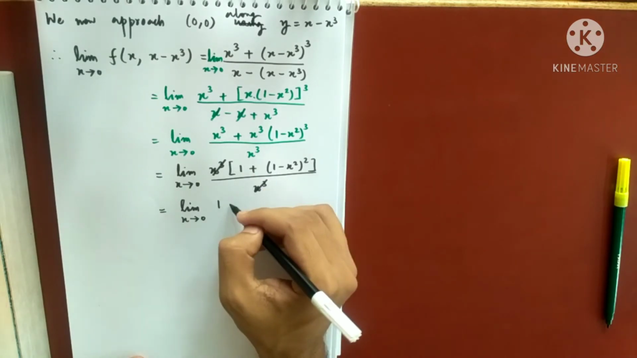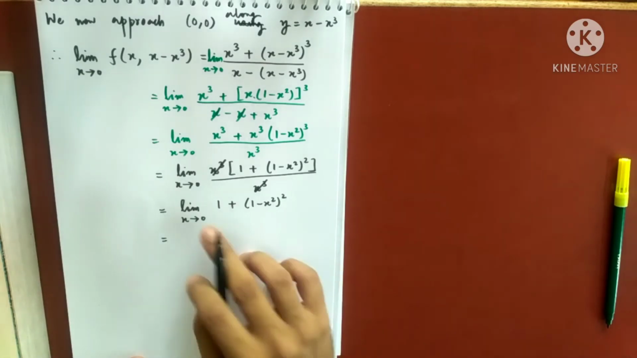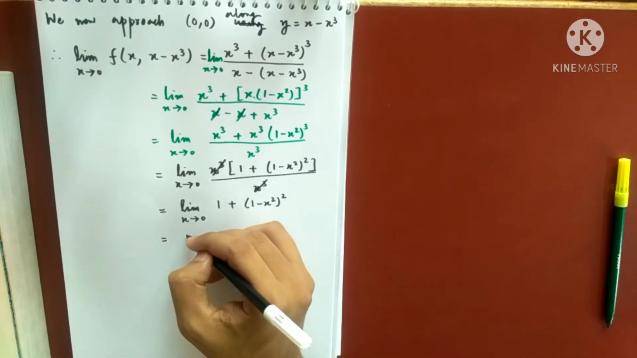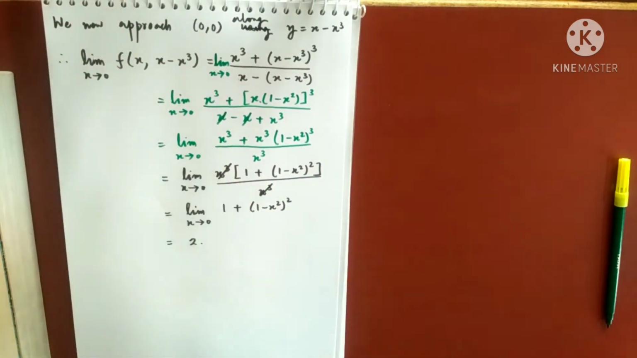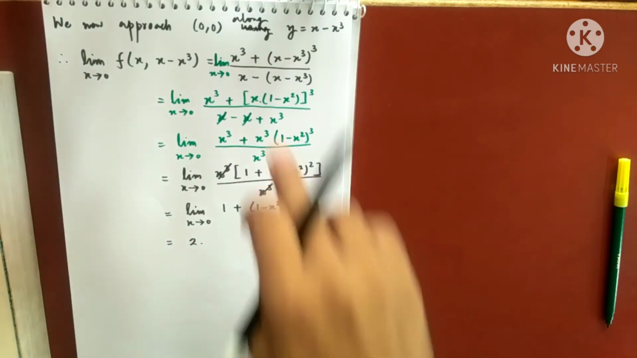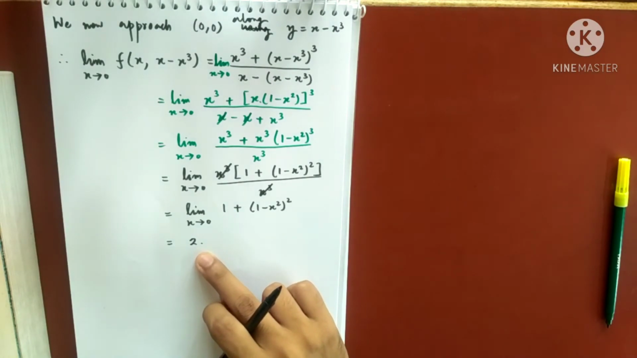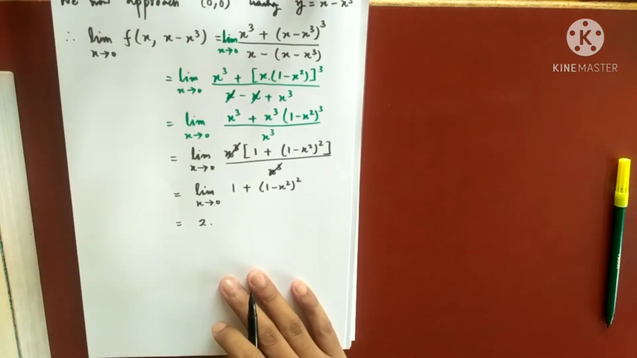What I am getting, limit x tends to 0. This limit I am remaining with, and what is this limit? As you can check, you put x equal to 0 here, so this will become 1 plus 1, which is nothing but 2. So if we were going to 0, 0 using the lines, I was getting the answer to be 0, but if I am choosing this curve, I am getting the answer to be 2. So what can I say? The limit cannot exist, right? Understood or no?